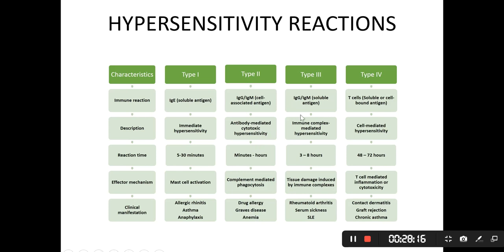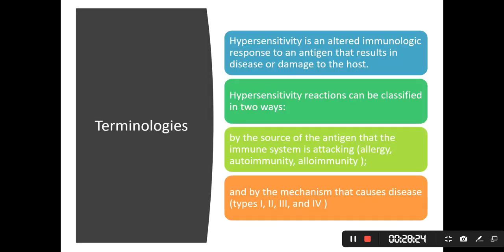Type 3. Now as I said, there are two different types of classification. So diseases come in both, right? Remember, one classification is based on the antigen that is affecting, and one classification is 1, 2, 3, 4.